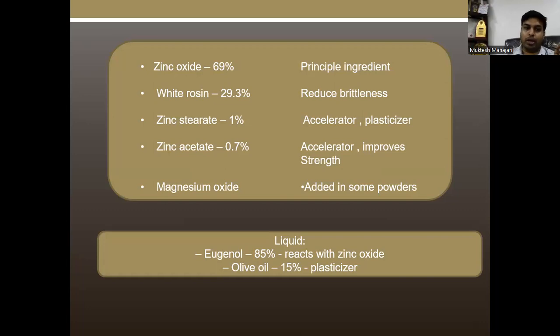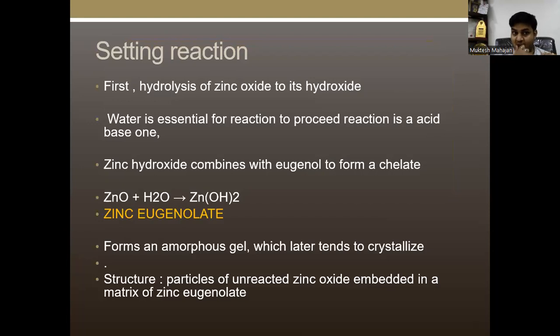Liquid is composed of eugenol 85%, which reacts with the zinc oxide, and olive oil 15%, which acts as a plasticizer. Setting reaction: first, the hydrolysis of the zinc oxide to its hydroxide, which is essential for the reaction to proceed in an acid-base reaction. Zinc hydroxide combines with the eugenol to form a chelate, that is zinc eugenolate. It forms an amorphous gel which later tends to crystallize. Structure: particles of unreacted zinc oxide embedded in a matrix of zinc eugenolate.